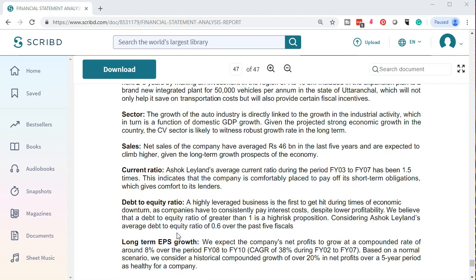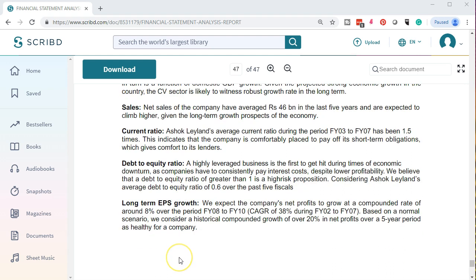Sector. The growth of the auto industry is directly linked to the growth in the industrial activity, which in turn is a function of the domestic GDP growth. Given the projected strong economic growth in the country, the CV sector is likely to witness a robust growth rate in the long term. Sales. Net sales of the company have averaged Rs 46 in the last 5 years and are expected to climb higher given the long-term growth prospects of the economy.